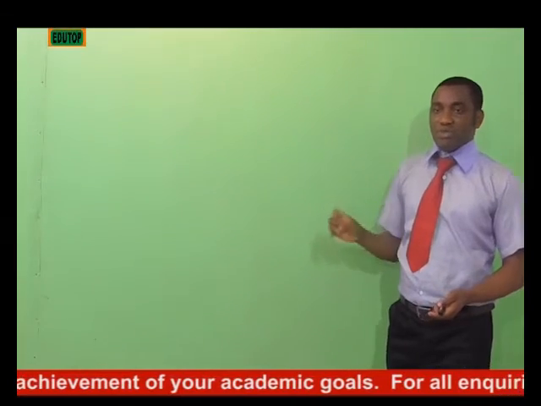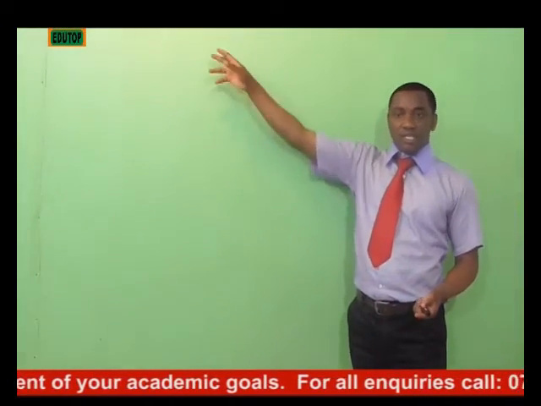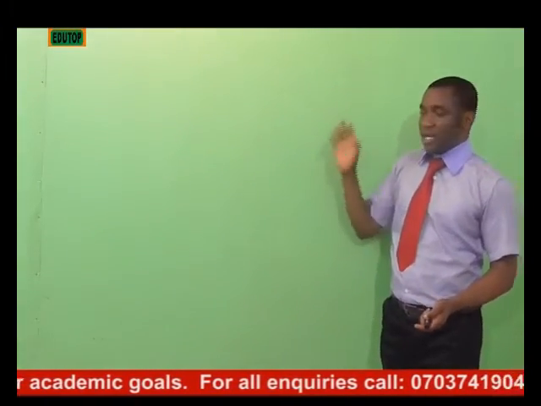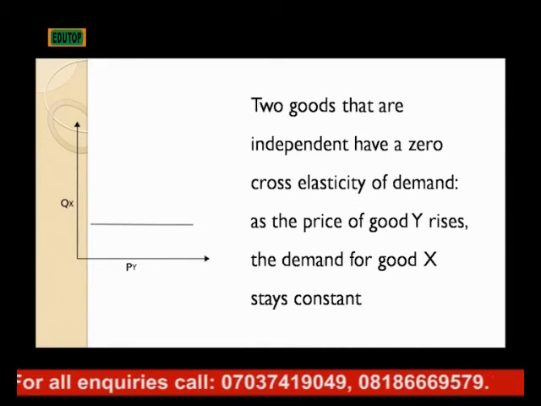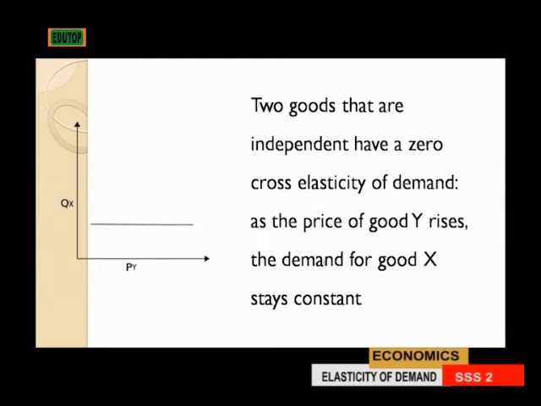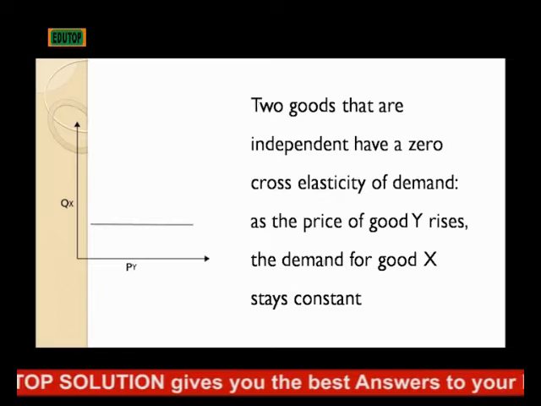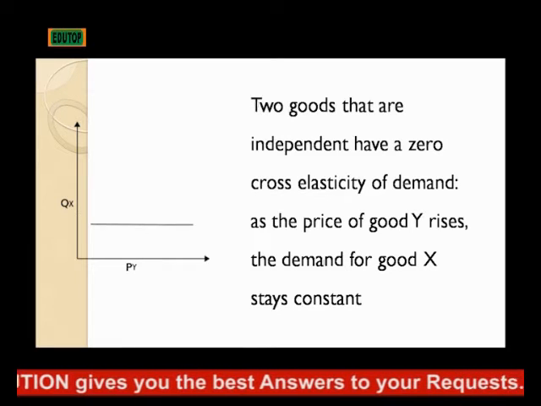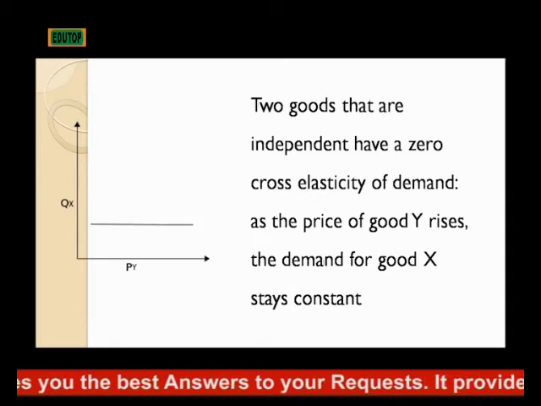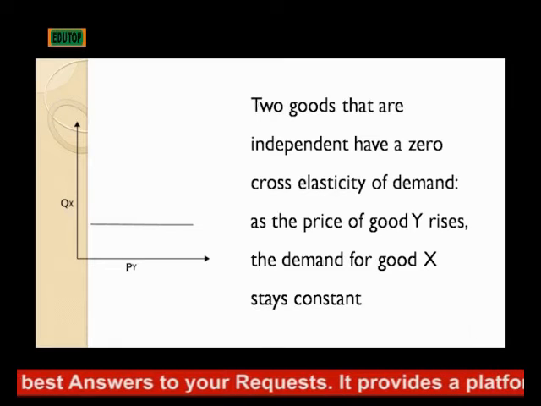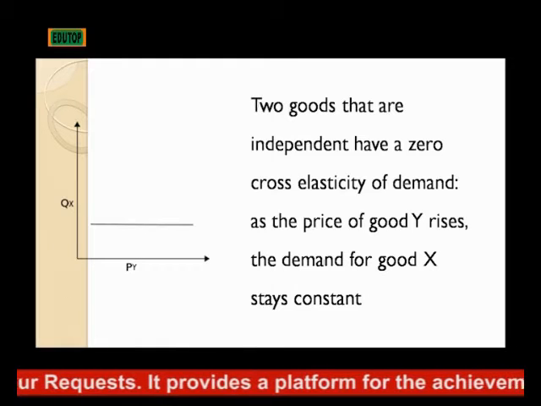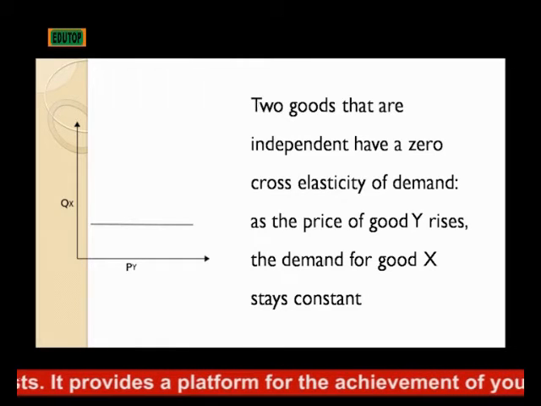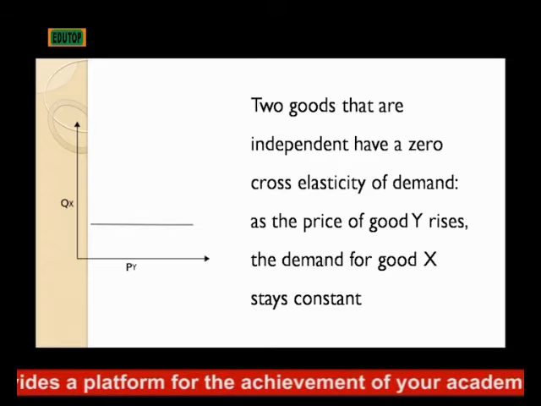So two goods that are substitutes have a positive cross elasticity of demand in the market, and their curve will resemble exactly that of supply. They have a positive relationship between price and quantity demanded. That means as the price of one product increases, the quantity demanded of the other product increases at the same time. That is the positive cross elasticity of demand.